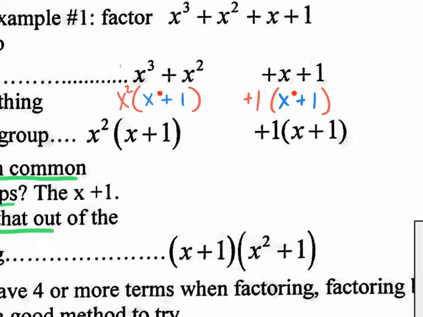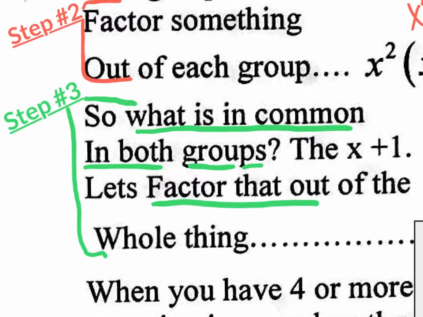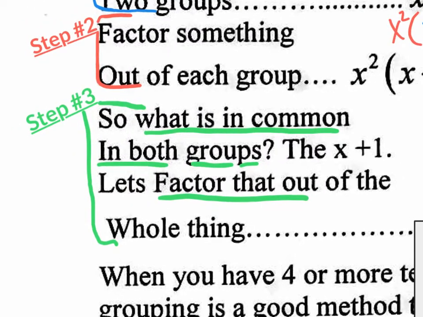I just wanted to show you how I got to here. Does that make sense so far? Okay, step 1, I made 2 groups. Step 2, pull something out of the first group, pull something out of the second group. Even if you can't pull out something, pull out a 1. So this is where we are now. Now let's go to step 3, and I want you to put a bracket on step 3 also right here.